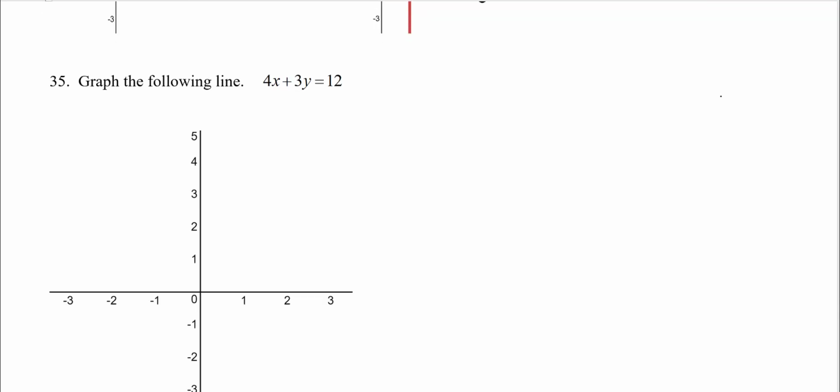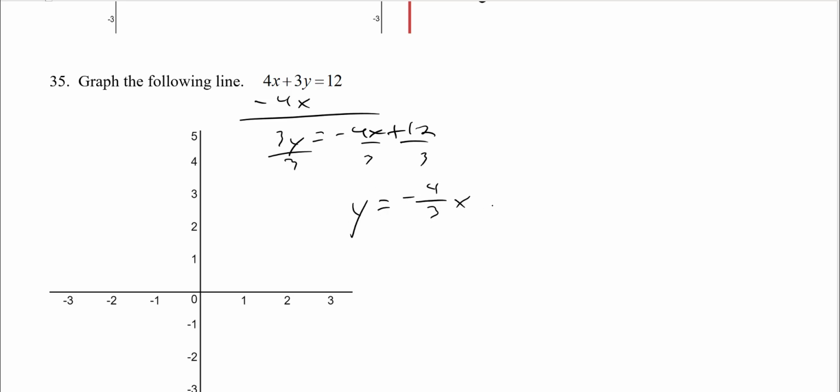33, graph the following line. I think the easiest way to do that is to solve for y. So I'm going to subtract 4x from both sides. So I get 3y equals negative 4x plus 12. Divide by 3. So y is equal to negative 4/3 x plus 4. Then let's plot some points. Plot the y-intercept, 1, 2, 3, 4. And I go down 4 and over 3. So down 1, 2, 3, 4, over 1, 2, 3. Okay, what kind of slope is that? It's a negative slope. Okay, cool.